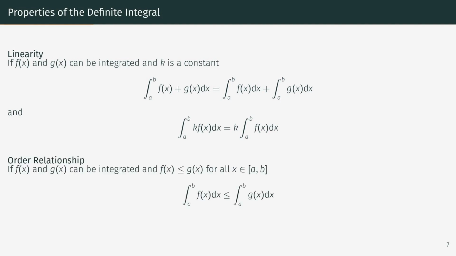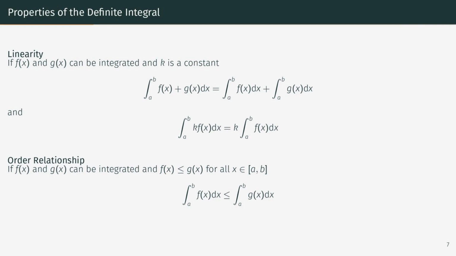Finally, we have the concept of order relationship. If f of x and g of x can be integrated and f of x is less than or equal to g of x for all x in the region from a to b, then the integral of f of x dx from a to b will be less than or equal to the integral of g of x dx from a to b.